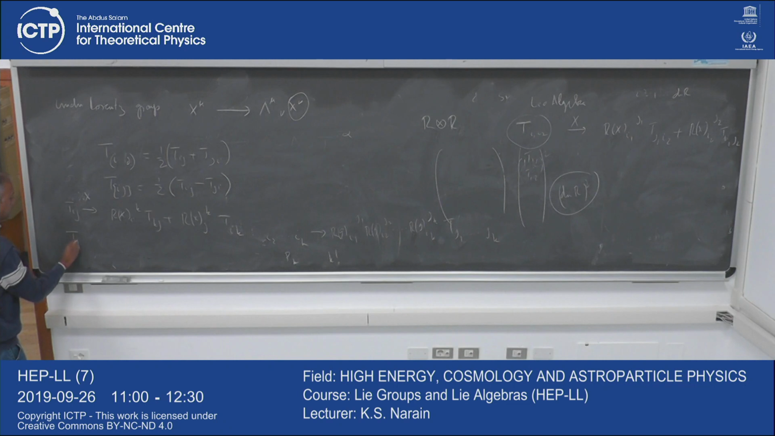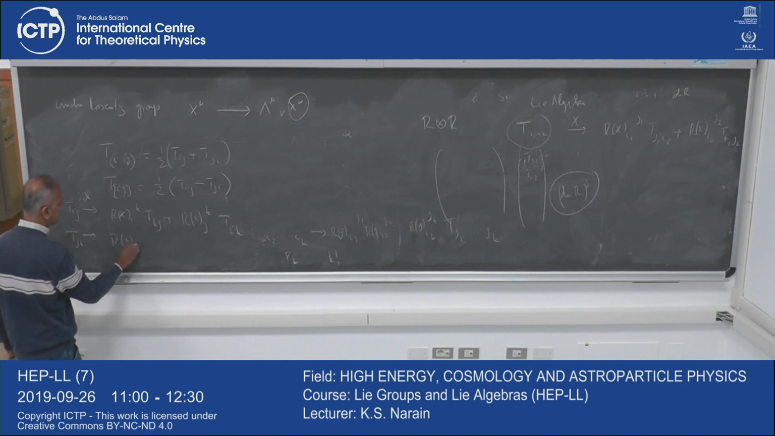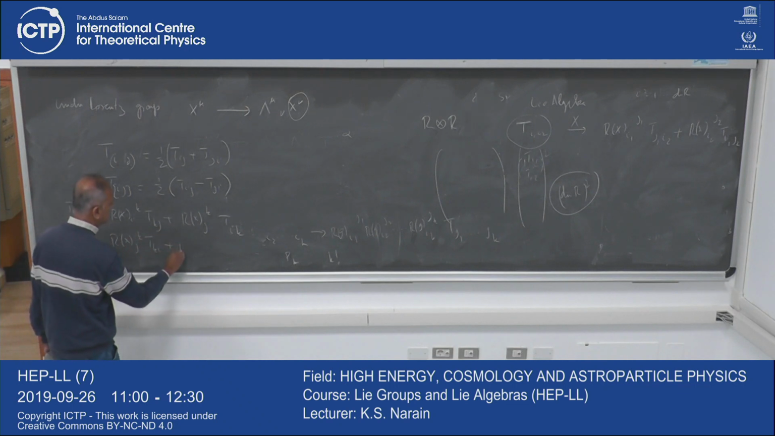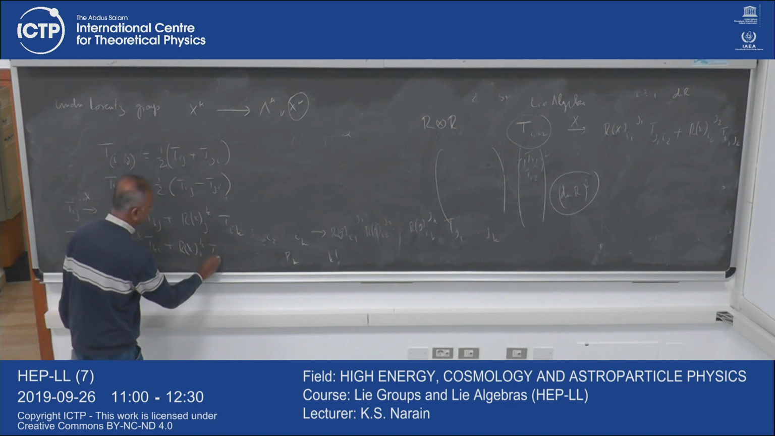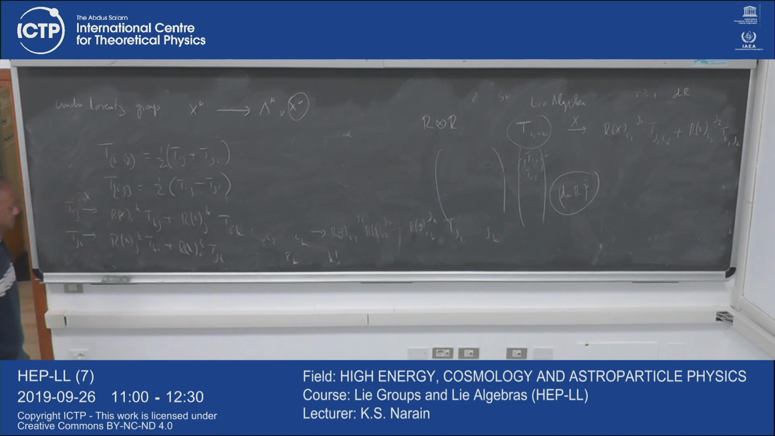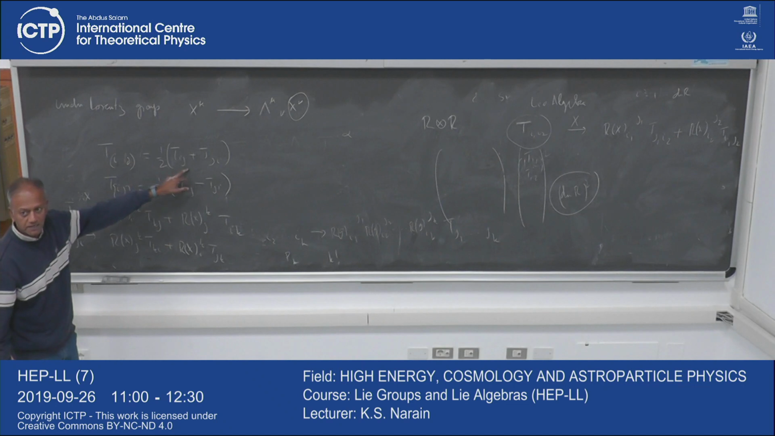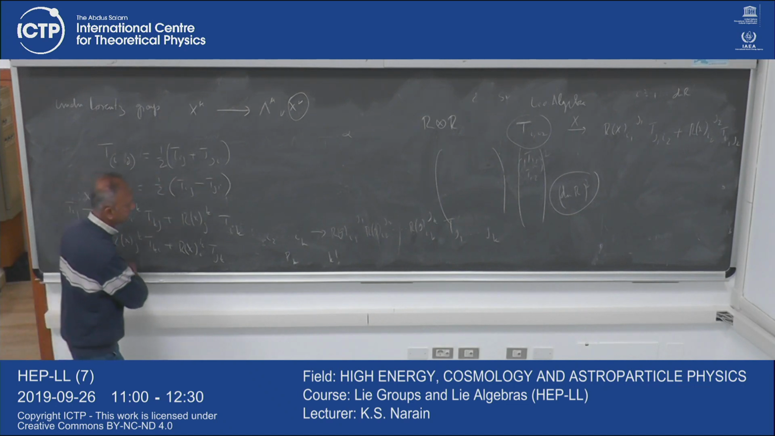What about Tji? Well, that again gives you Rx, jk, Tki plus Rx, ik, Tjk. Okay. Now let's just add or subtract these two things, because adding gives you that combination, subtracting gives you this combination, right? So let's just add or subtract.